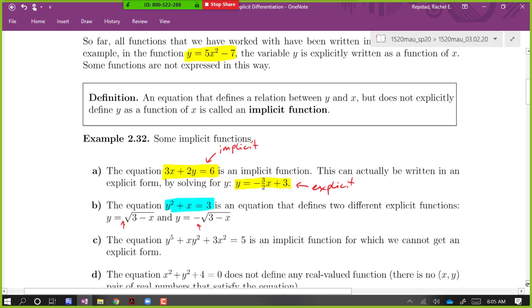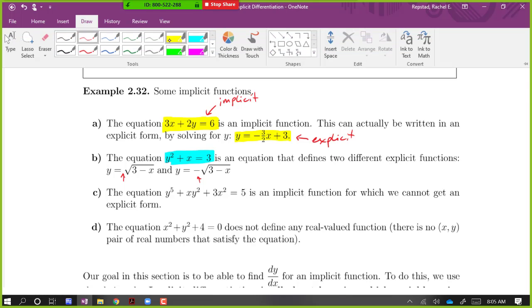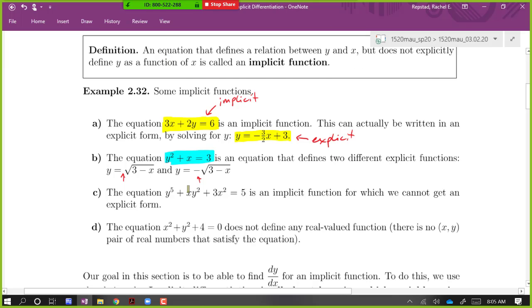And now some implicit functions, we don't even have an algebraic option to isolate the y. Like this equation here, y to the fifth plus xy squared plus 3x squared equals 5. Try as you might, I think you'll be hard pressed to get that as y equals, just y by itself and only x's on the other side. But it still defines some curve in the plane.